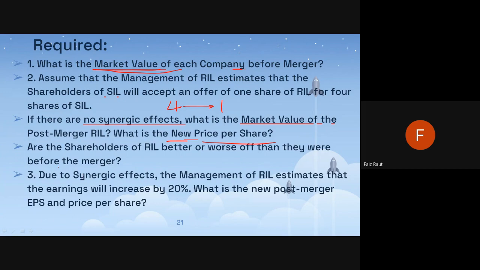Then it is given in the third question that due to synergic effects, now there is an effect of synergy that they are telling. The management of RIL estimates that the earnings will increase by 20%. ठीक है, 20% से earnings increase होगा. That means I'll add both the earnings, I'll increase it by 20%. Now, after that, I can find out what is EPS, what is MPS, all the things.